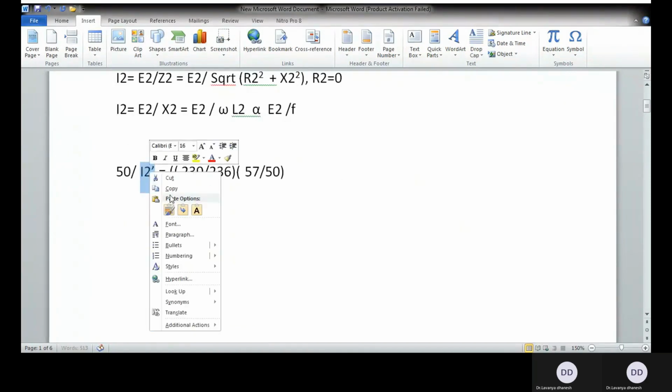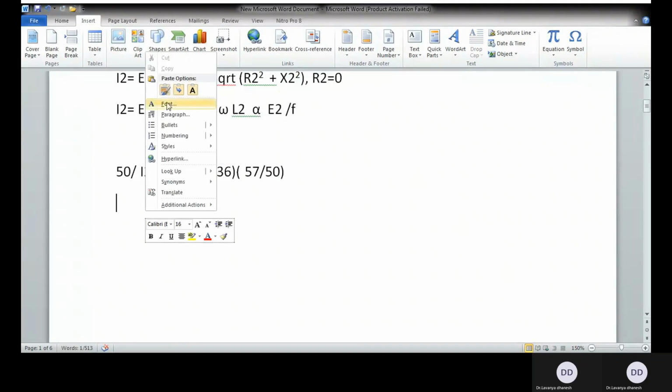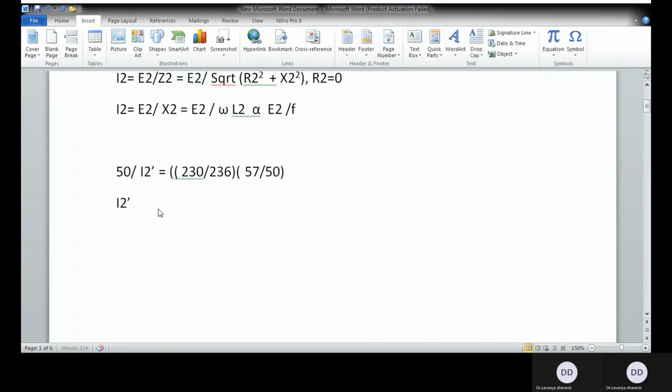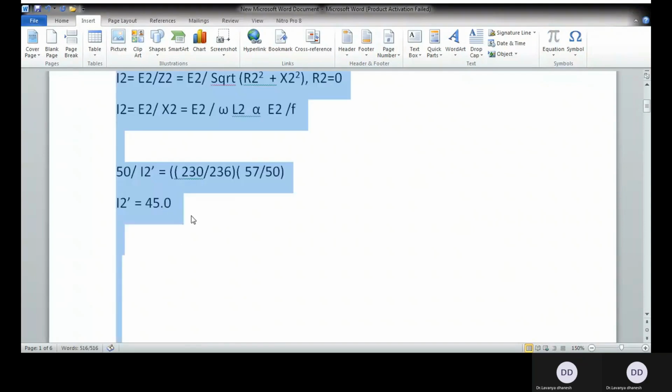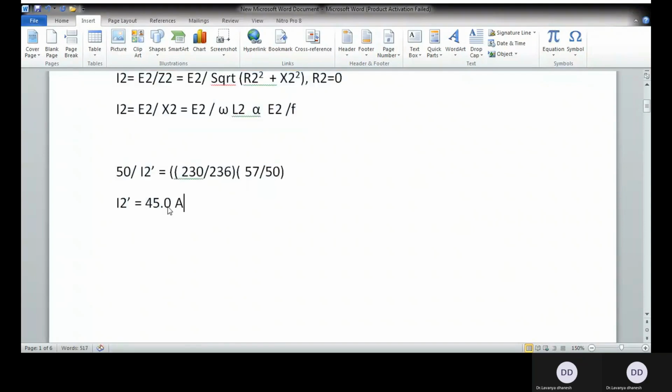Anybody want to solve and say this answer? So 50 divided by I2 dash will be equal to this value. When you calculate it, you will be getting the answer. What is the answer? It is 45.0 ampere. So this is the answer.